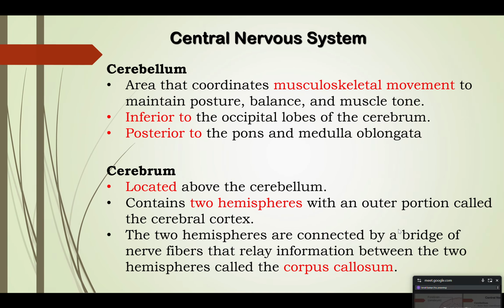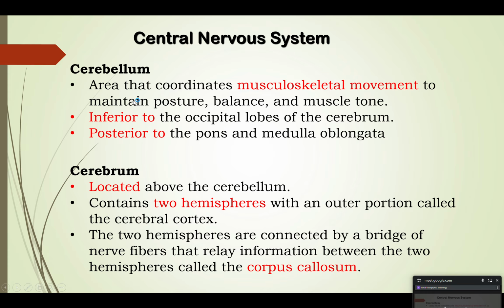So for the cerebellum now, it is the area that coordinates musculoskeletal movements to maintain posture, balance, and muscle tone. Those three are very important in the cerebellum. Being able to maintain posture, balance, and muscle tone is due to the action of your cerebellum, and it is inferior to the occipital lobes.